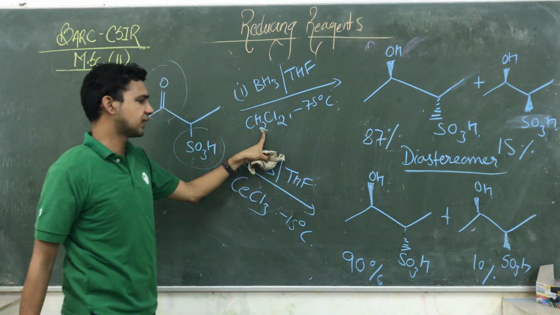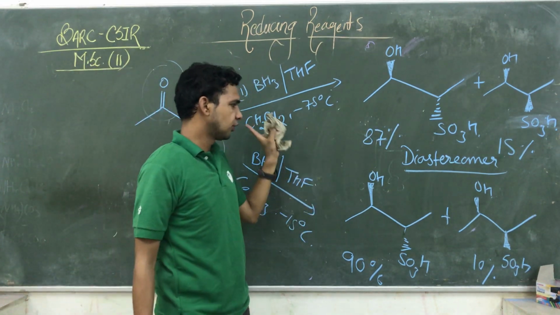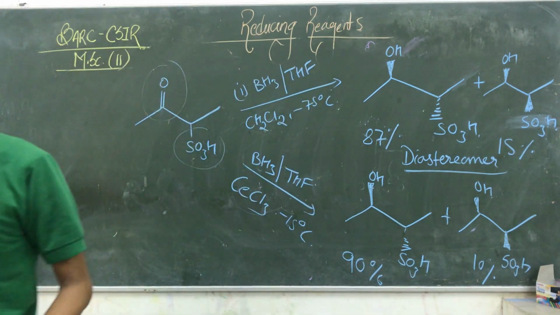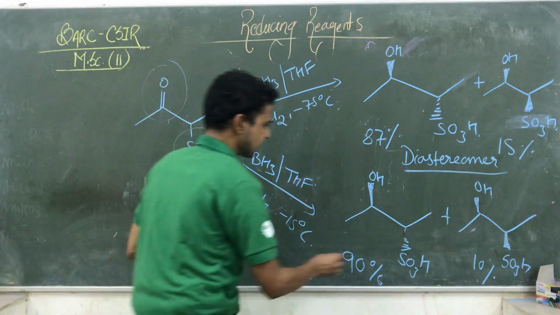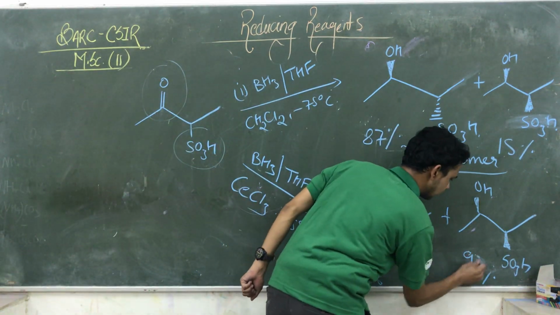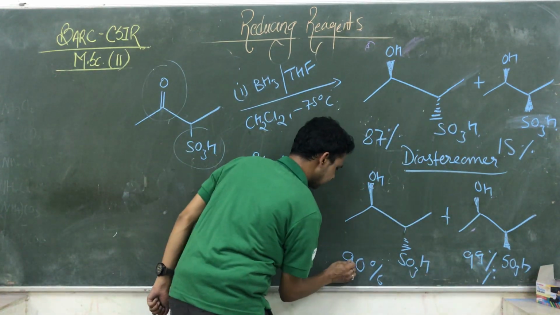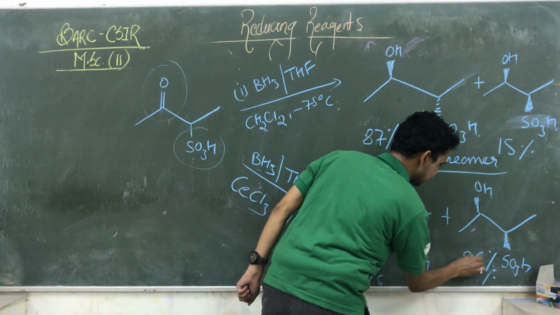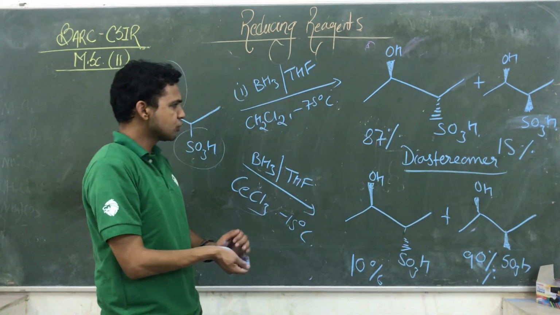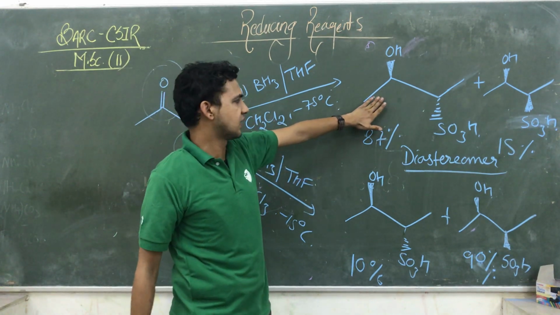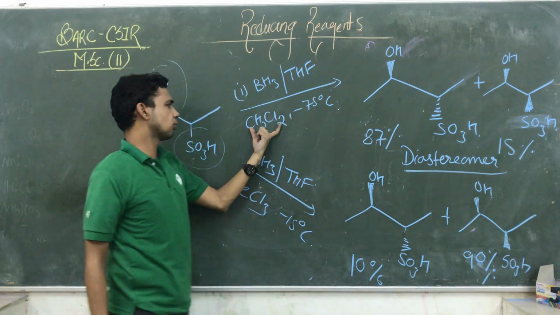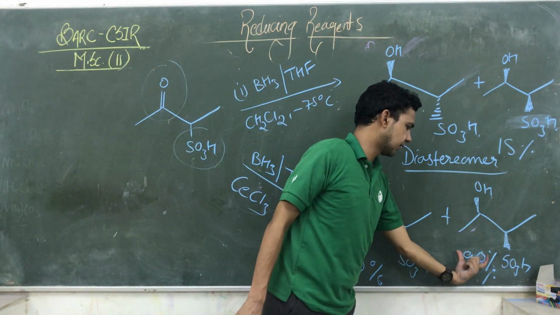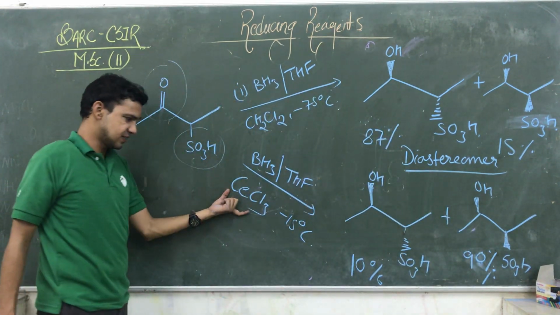But if you require a different type, sorry, it is 90% and that one is 10%. If you require the trans type of product, you use dichloromethane, but if you require the cis type of product, you just use cesium trichloride.